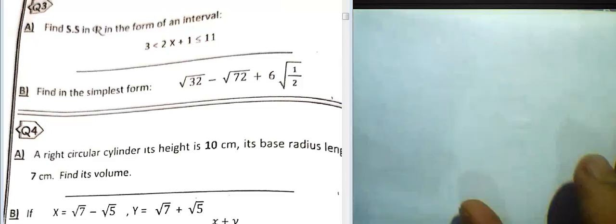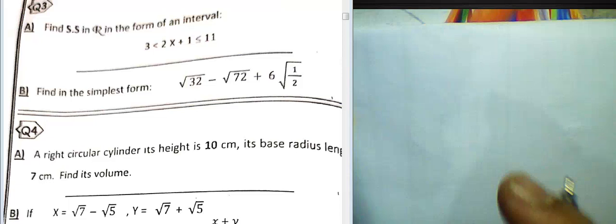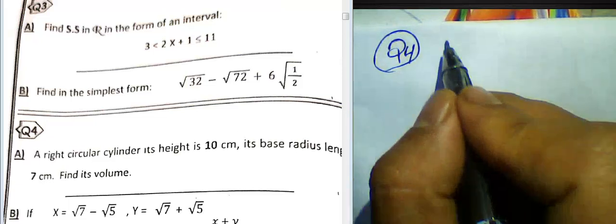Okay, look at another question. Question number 4, letter A. A right circular cylinder, its height is 10 cm and its base radius length is 7 cm. Find its volume. Okay, question number 4, letter A.